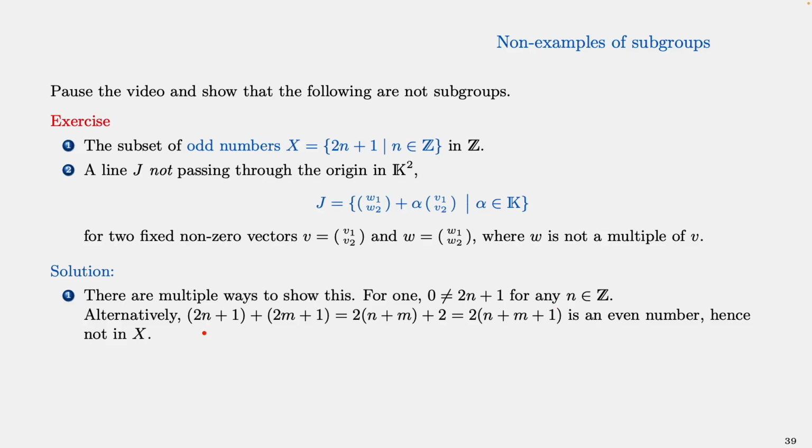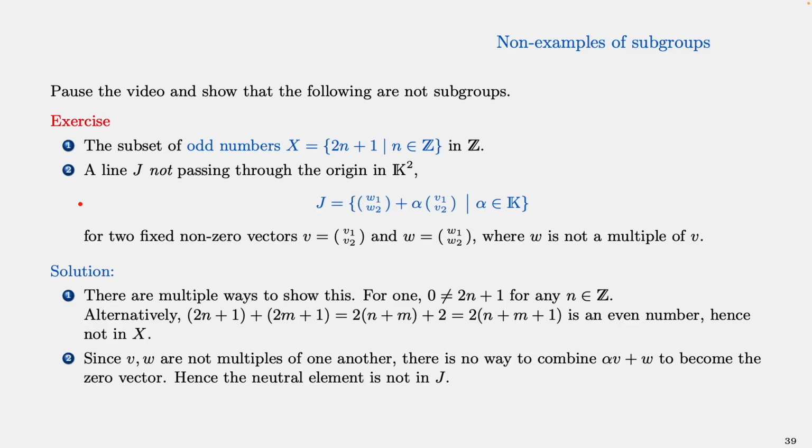Alternatively, you could prove that the set of odd numbers is not closed under addition, because the sum of any two odd numbers, as you can see here, is an even number. So these are two things where the subgroup property of the odd numbers would fail.